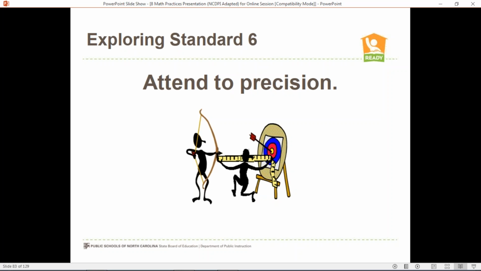And attending to precision is one of those pieces that I think from an outsider, non-educator perspective is one that people think that's what math is. And it certainly is a huge part of math, right, is being precise, but it's not all that we do in math.